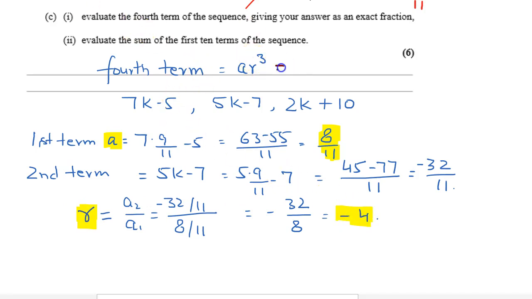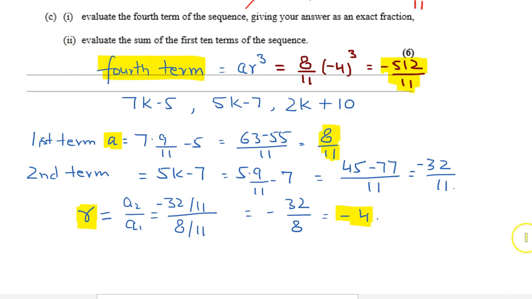So AR cube is equal to, A is 8 over 11 and minus 4 cube. So that will be negative 512 over 11. So that is the fourth term. 512, not 6, 512. So the fourth term is negative 512 over 11.